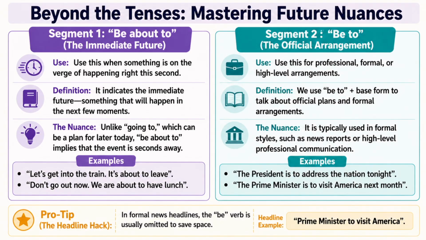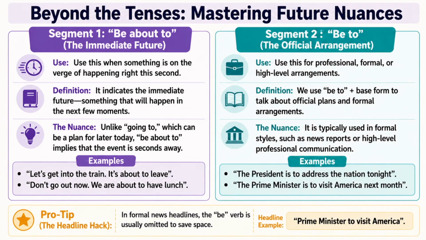Now let's learn be to. We use be to for official, formal, or high-level arrangements. You will often hear it in news reports or formal announcements. For example, "The president is to address the nation tonight." This means there is an official arrangement for the president to give an address tonight. Another example is "The prime minister is to visit America next month." Again, this is an official planned event.